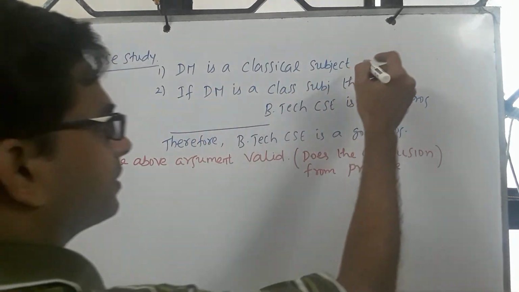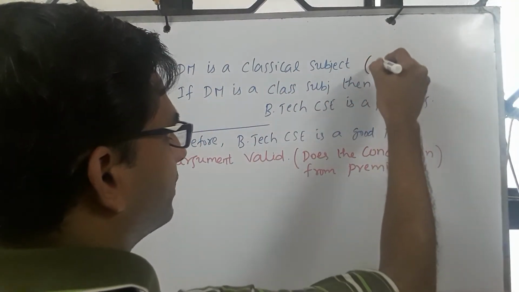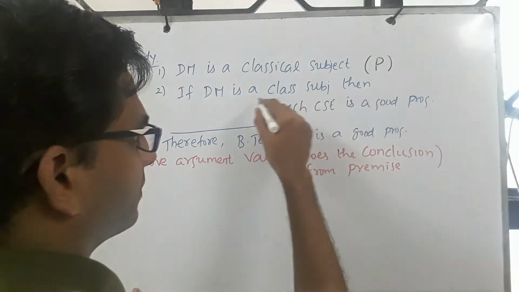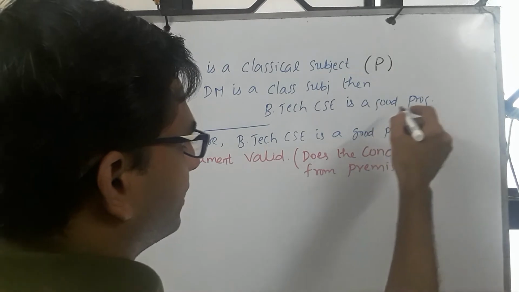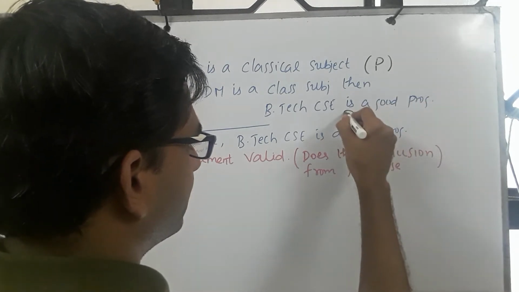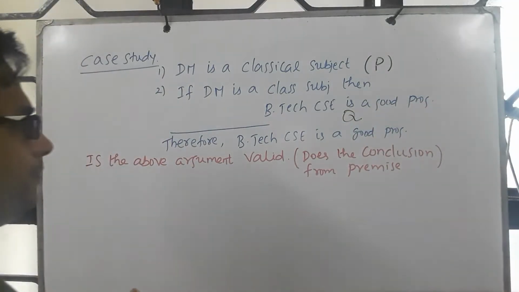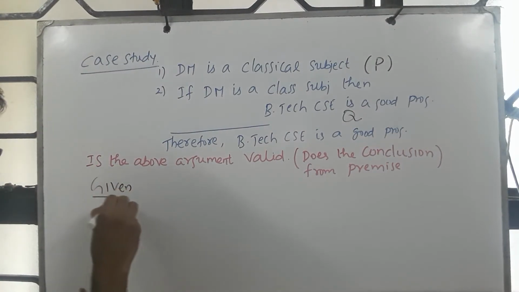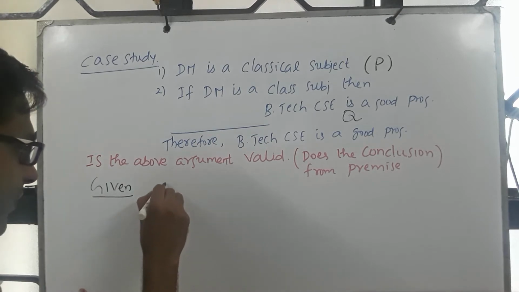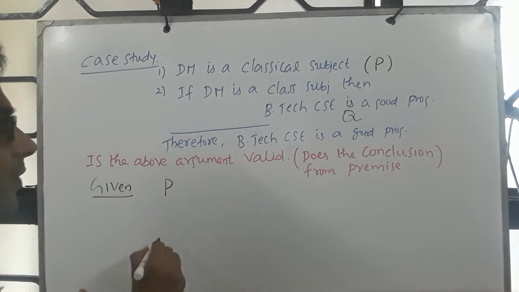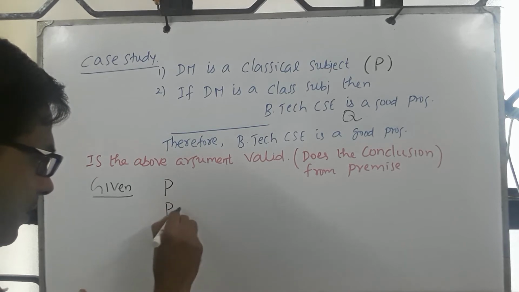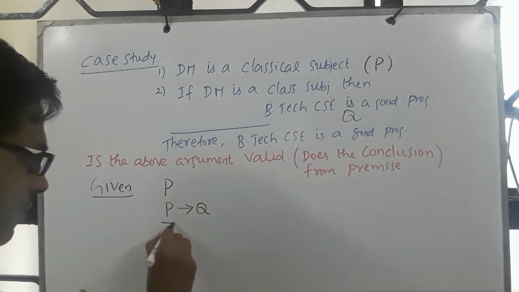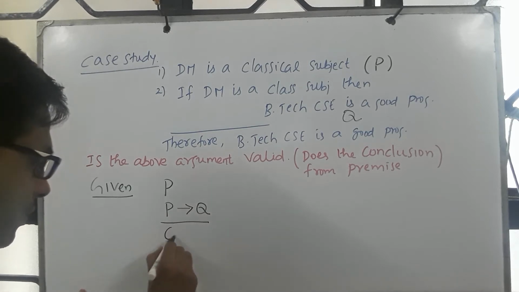So DM is a classical subject. Let me call it P. If DM is a classical subject, then BTech CSE is a good program. BTech CSE is a good program. Let me call it Q. So what is given? What is given to us is the following. P is given, and we are also given P implies Q, and therefore we want to know Q.